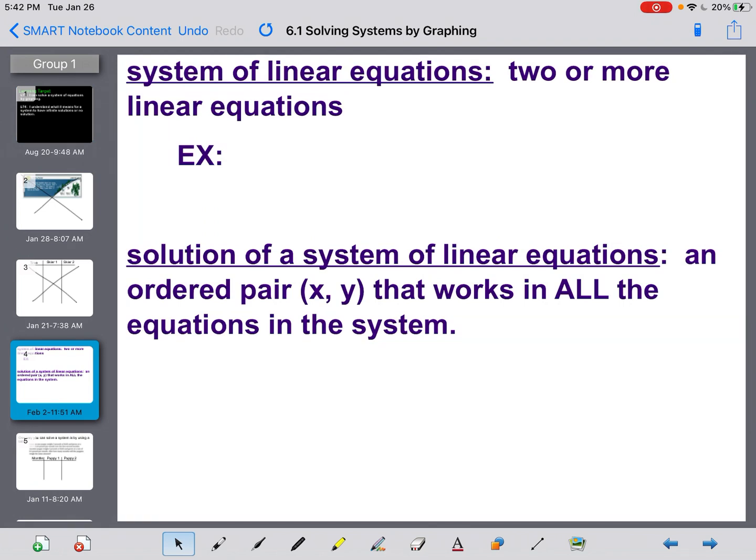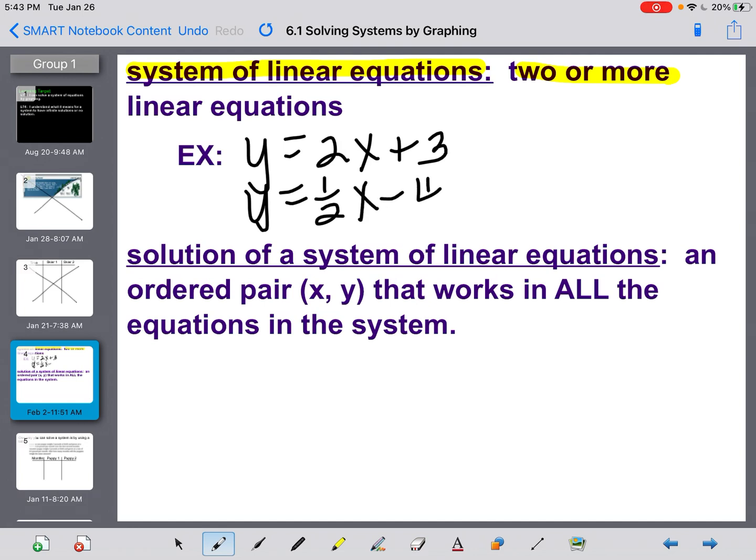Okay, we're going to start with vocab. First word is system of linear equations, and that just means that we have two or more linear equations. For example, 2x plus 3y equals 1 and y equals 1/2 x minus 4. Any two linear equations makes a system of linear equations. The solution of a system of linear equations is any ordered pair that works in all of those equations that are involved. So any ordered pair that I could plug into x and y for both of these, and it would make them both true.